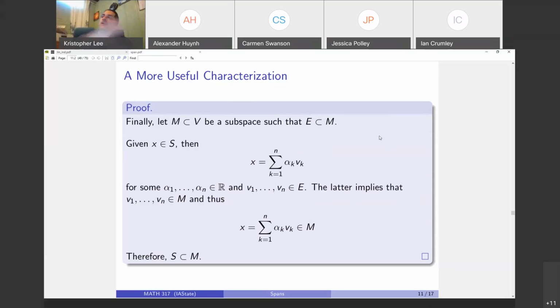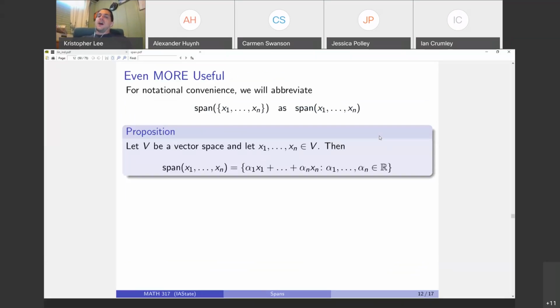And if you want to talk about that, I can tell you all about it. That's my wheelhouse. It's my favorite stuff. But we don't. We're going to focus on the case of finitely many. So let's get a characterization of the span of a finite set.